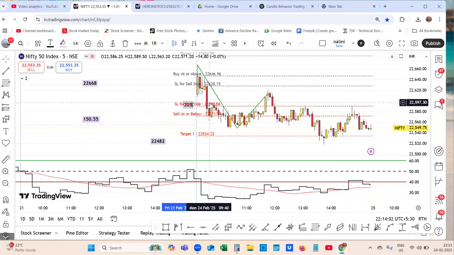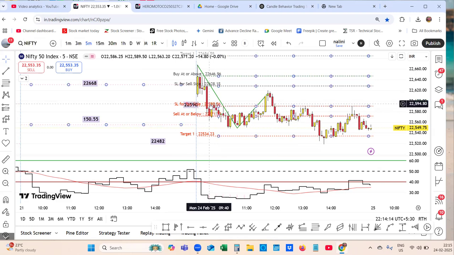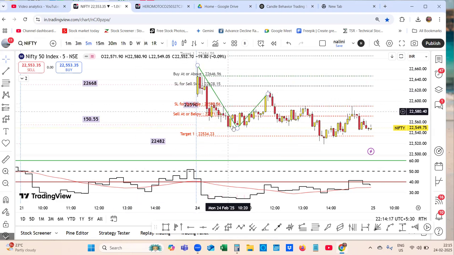That means that is the base price level, the 45 degree angle level. If the price trades below that 22,590, then the trade is towards the downside. That is the meaning.